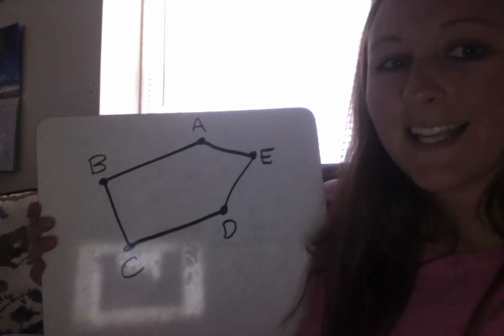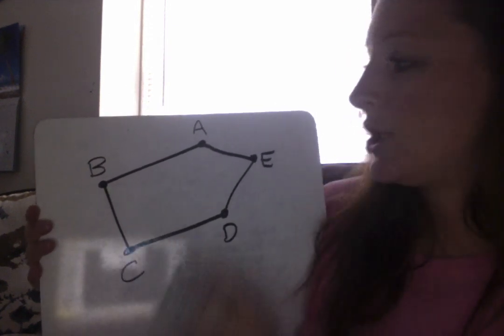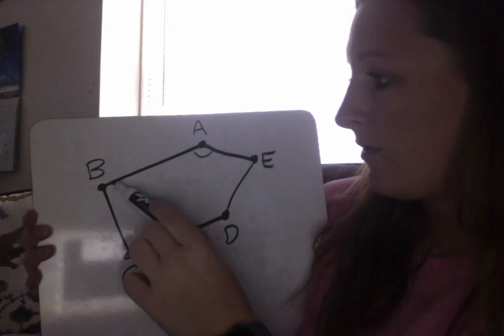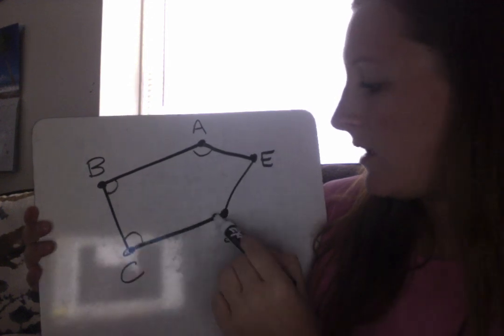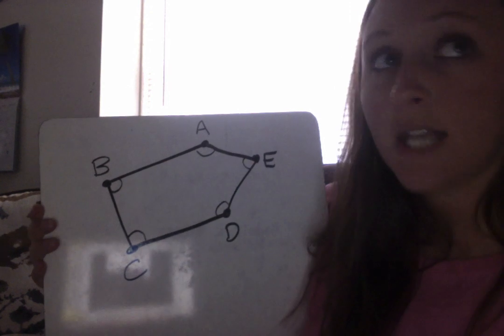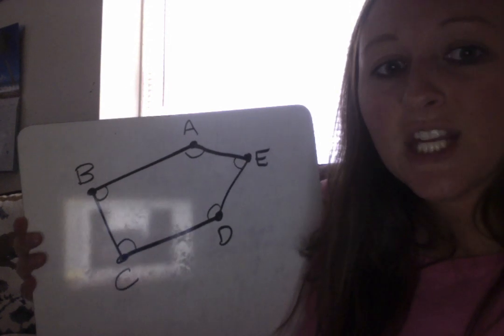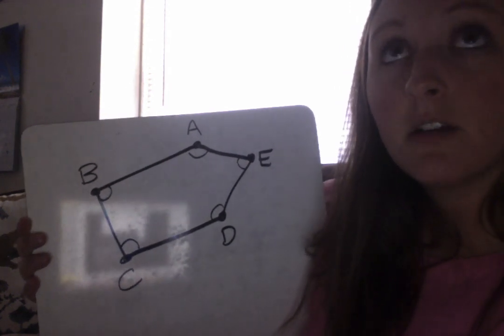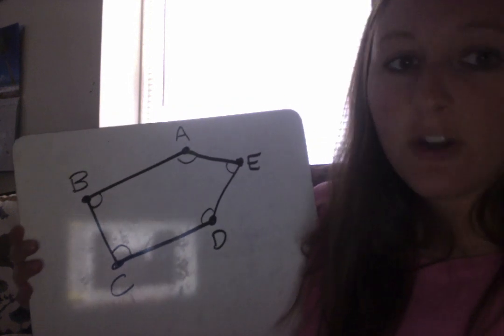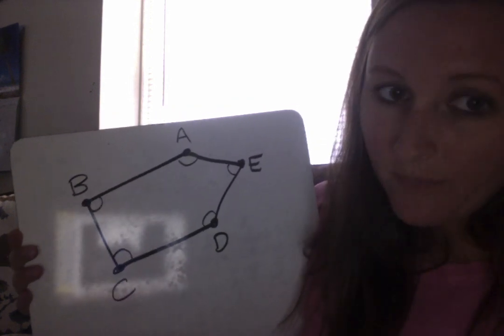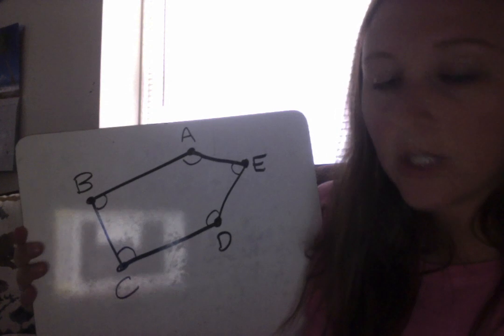So I technically have 5 different angles in this shape. I have this angle, this angle, this angle, this angle, and this angle. So in this shape of 5 angles, I need to figure out how to label them. And that's what the book is going to ask you.